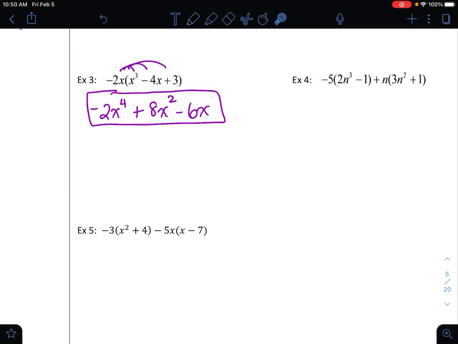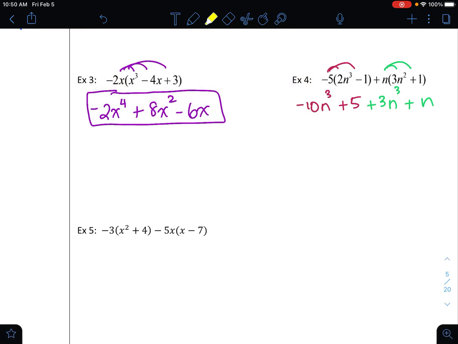What we're going to do is, what I want you to see here is I have one grouping of problems I'm going to distribute, and then a second grouping, and then I'm just going to go through and see if I have any like terms. All right, so step 1, let's distribute in. So I will have negative 10n cubed, and then plus 5. Okay, and then I'm going to go ahead and distribute here. So n times 3n squared, that's going to be plus 3n cubed plus n. Or you could write 1n, that's fine.